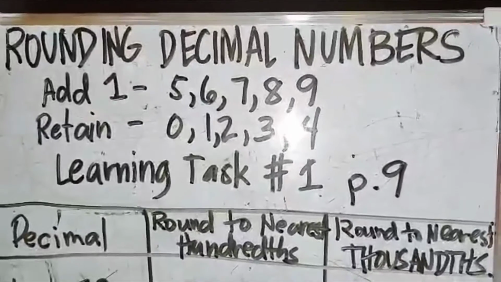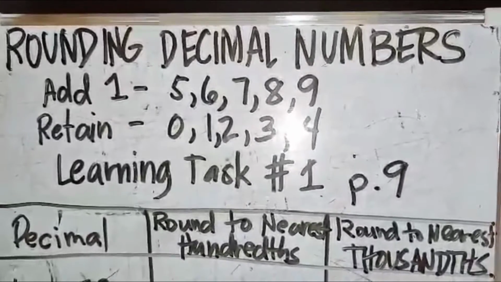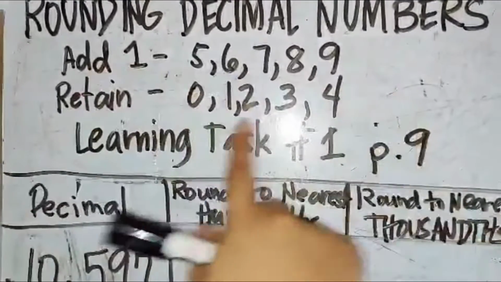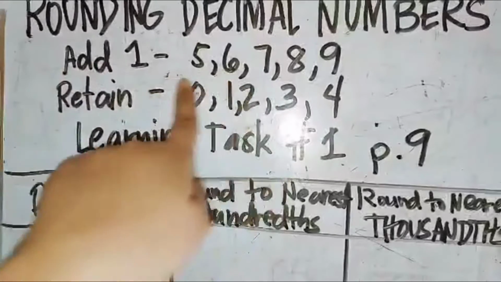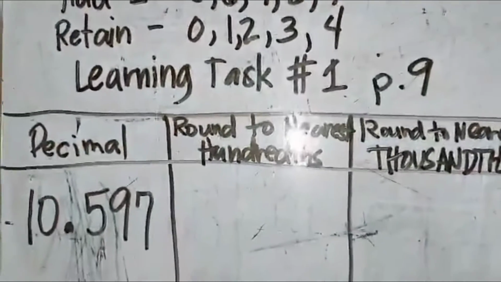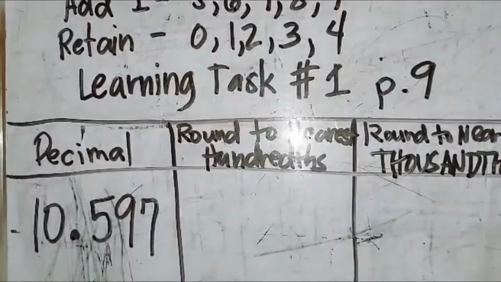Okay, now let's have your learning task number 1. We're still on the rounding decimal numbers, ha? So this is the rule. I just write it here. Add 1 for 5 to 9. Retain for 0 to 4. Okay, your learning task number 1 is on page 9.